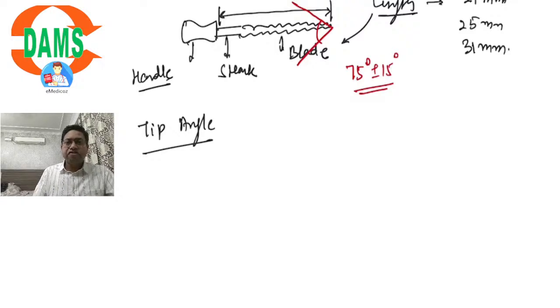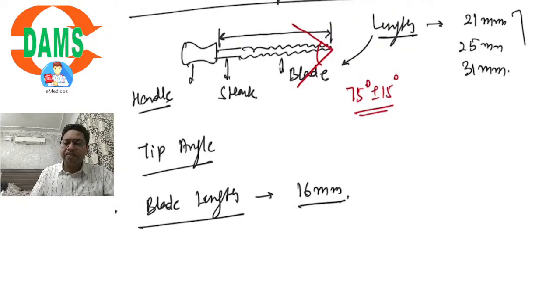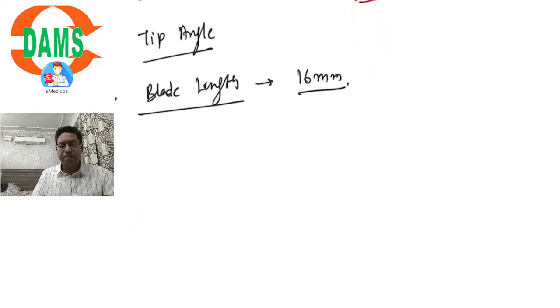Then other standardizations, if we talk about, is the blade length. One is the length of the instrument, which consists of blade plus shank. Another is blade length. Blade length is fixed at 16 millimeters for all the types of instrument lengths, whether it is 21, 25, or 31 millimeters. Blade length is 16 millimeters only.